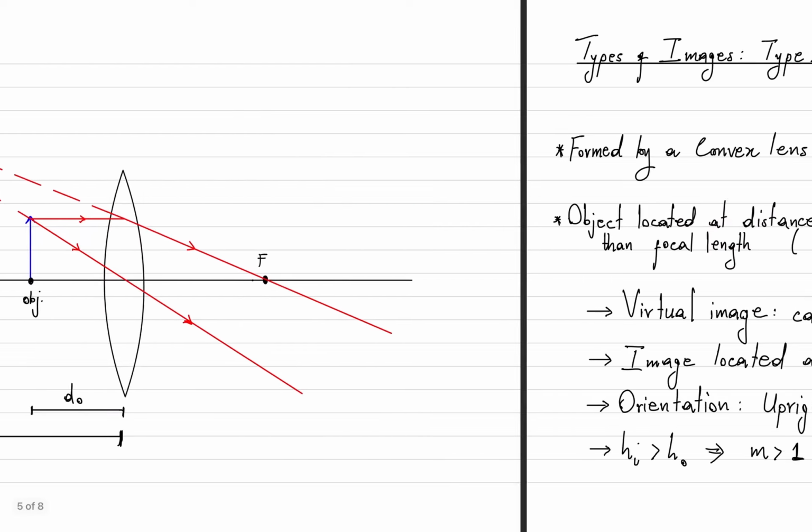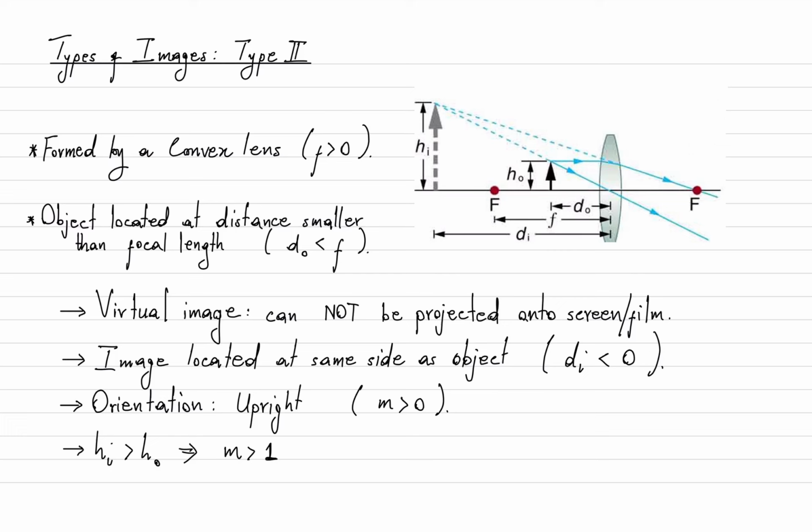Okay, a cleaner capturing of this, again, we'll tabulate these ideas. What we have now is the second type of image that can be formed by a convex lens, which means our focal length is positive, and the object is located at a distance that is smaller than the focal length. So the point is that dO is less than the focal length. So here's our object here. Our object is located at a point that is a lot closer than the focal point.